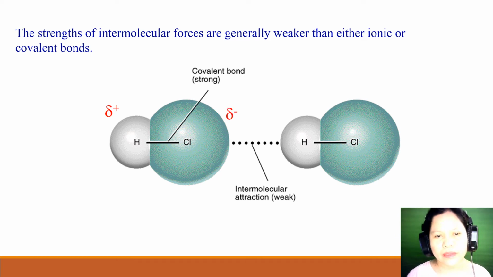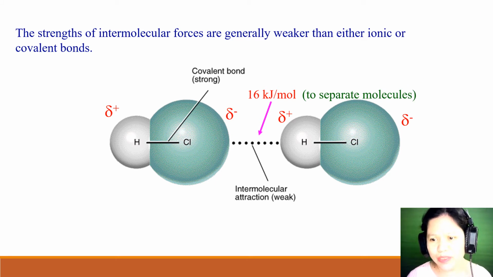Okay. So hydrogen is positively charged, chlorine is negatively charged, and 16 kilojoules per mole is needed in order to separate the molecules, in order to separate the two hydrochloric acid. But for the case of hydrogen and chlorine, in order to separate them, you need a greater amount of energy in order for the covalent bond to be separated.